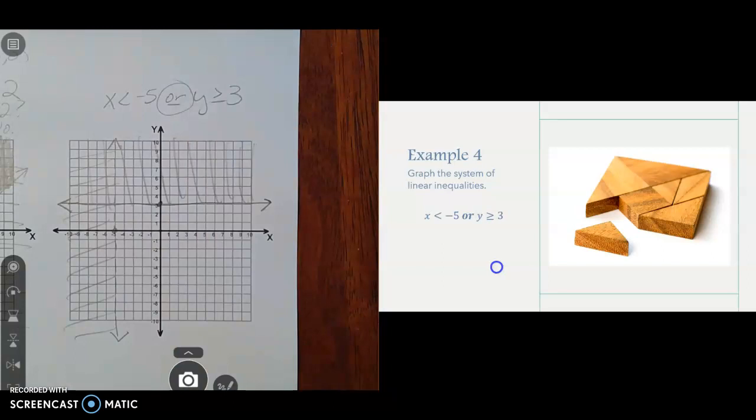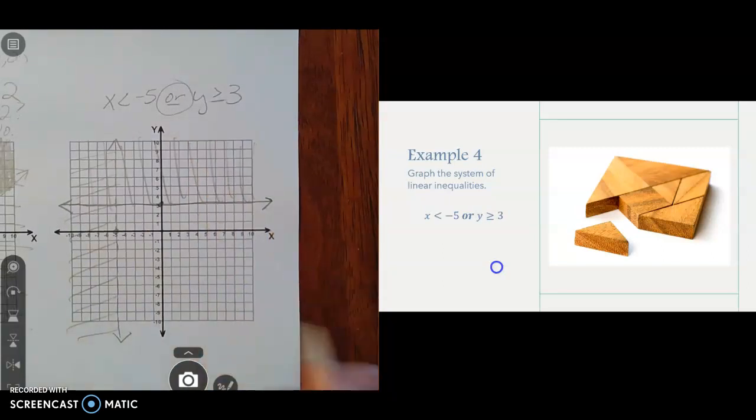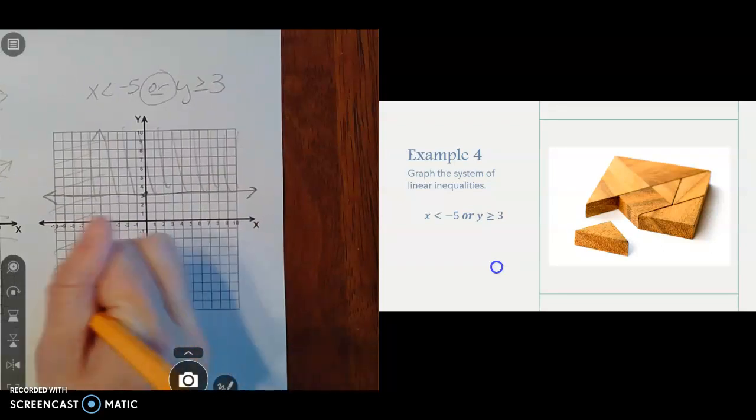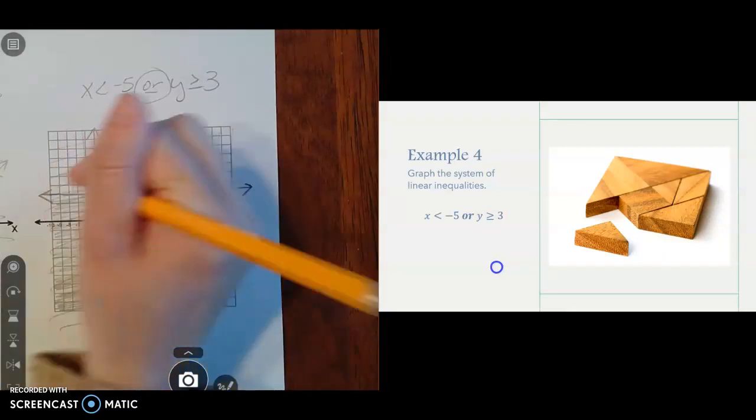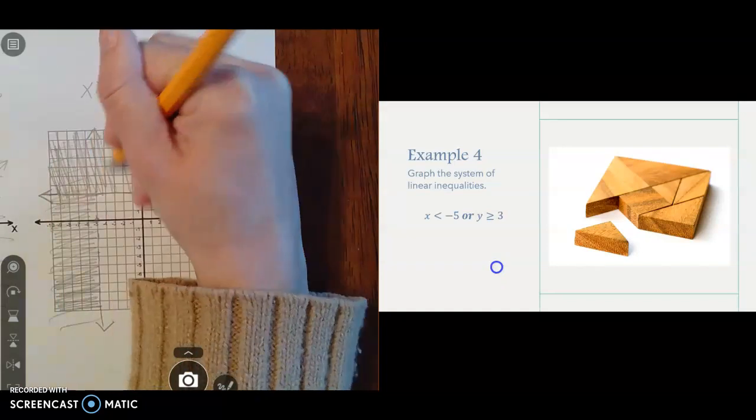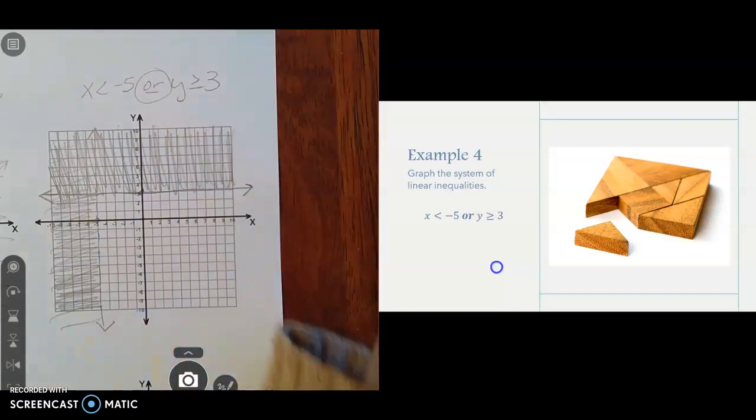Okay? Now that we've graphed both of them, we can look at our "or" joining word. So we're doing the union, so anything that's on either one is part of our solution. So everything that I've shaded, I'm just going to shade it dark because all of this is part of my solution. It looks kind of like the outside part of a box, doesn't it? Okay. So all of this is part of my solution.